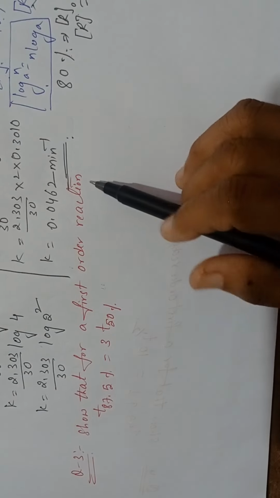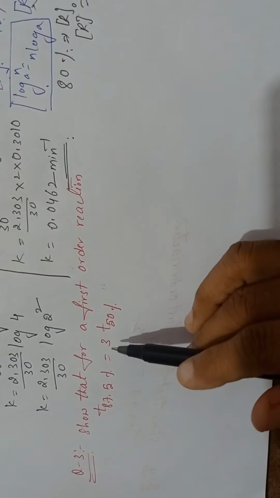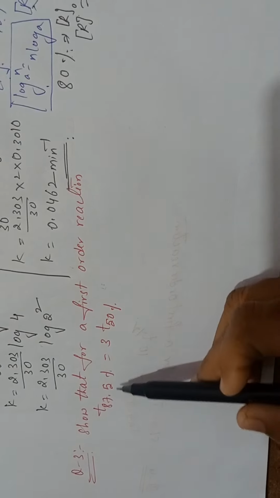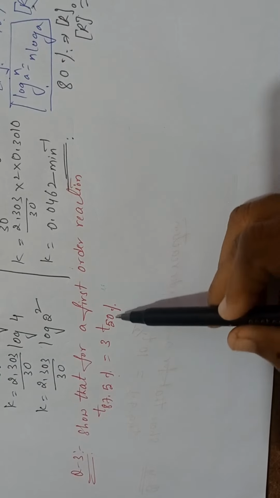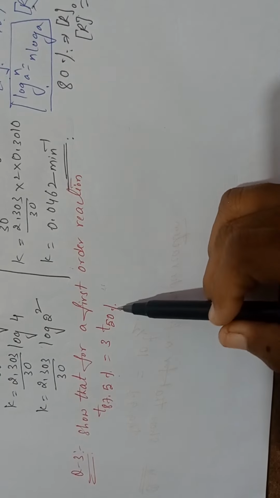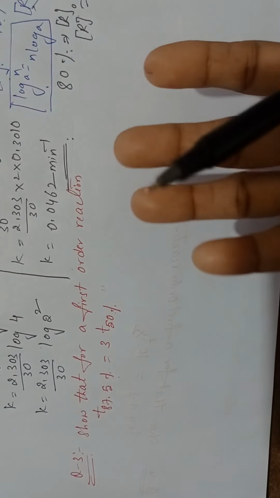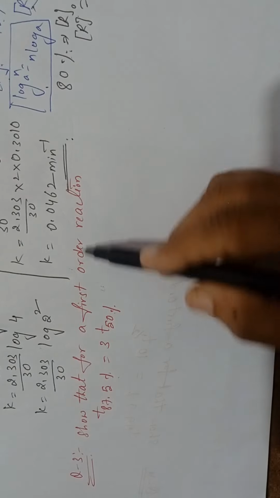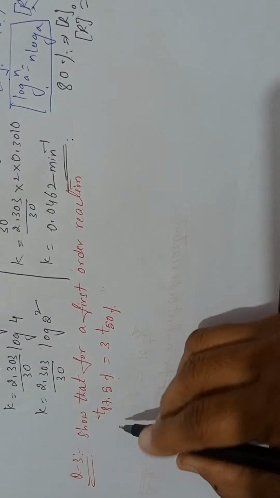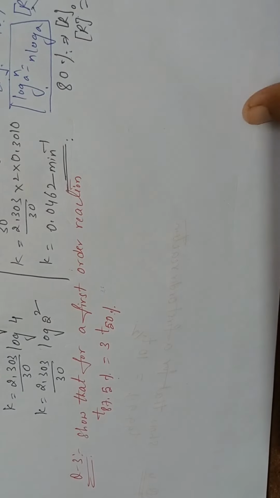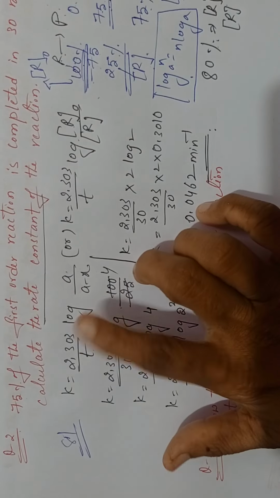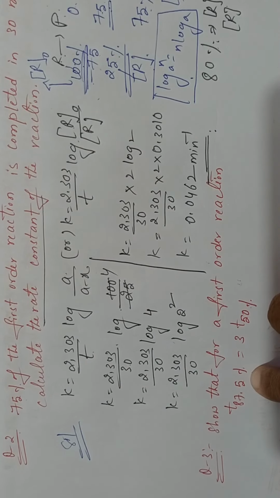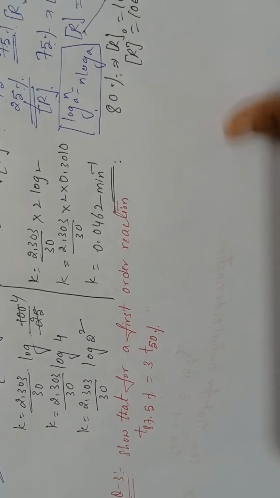Show that for a first order reaction, T 87.5% is equal to 3 times T 50%. So first we have to find the T 87.5% value. And after that, T 50% for first order reaction, we know that T 50% is nothing but T half, which for first order reaction is 0.693 by K. Correct? So first I am going to calculate T 87.5. The same formula we should use, students. Here also, K is equal to this formula, and in the place of T, you have to find T 87.5, right?